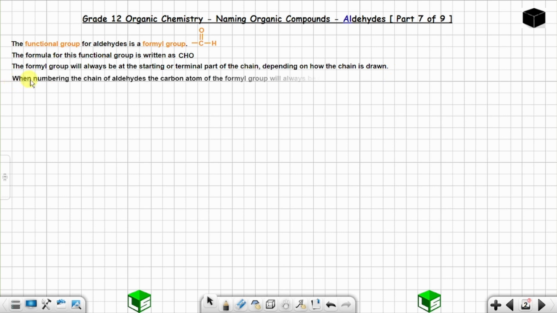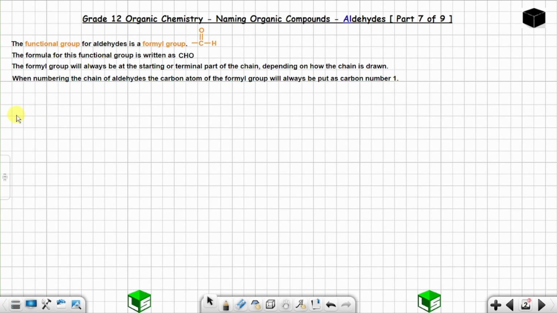And when numbering the chain of aldehydes, the carbon atom of the formyl group, this carbon atom, will always be put as carbon number 1. We are going to see that.